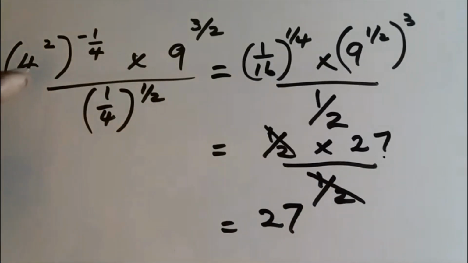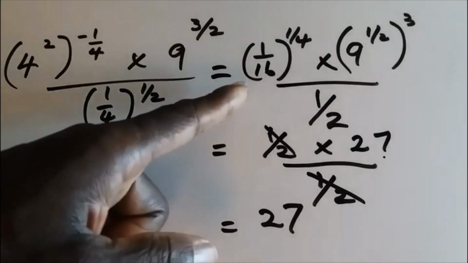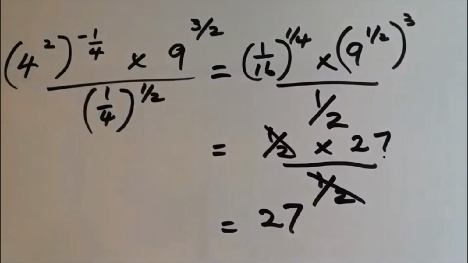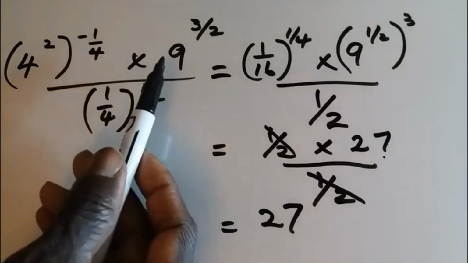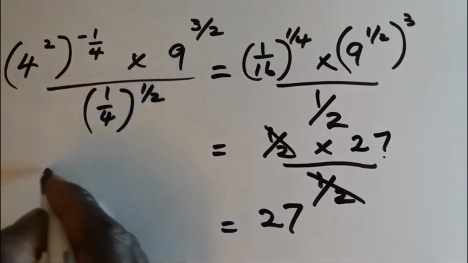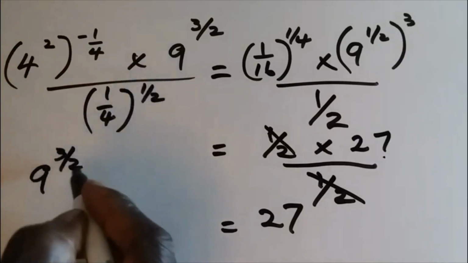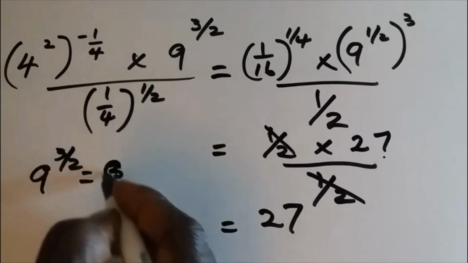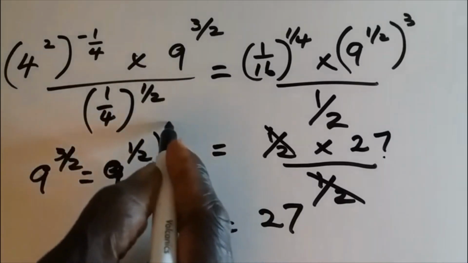Just to recap, we clear the brackets here using the law of indices by multiplying first what's in the brackets to get 16, and then taking the fourth root. We invert 16 so that we can have a positive index of a quarter instead of minus a quarter. Here we separate 9 to 3 over 2 as 9 to the half, and then that's cubed.